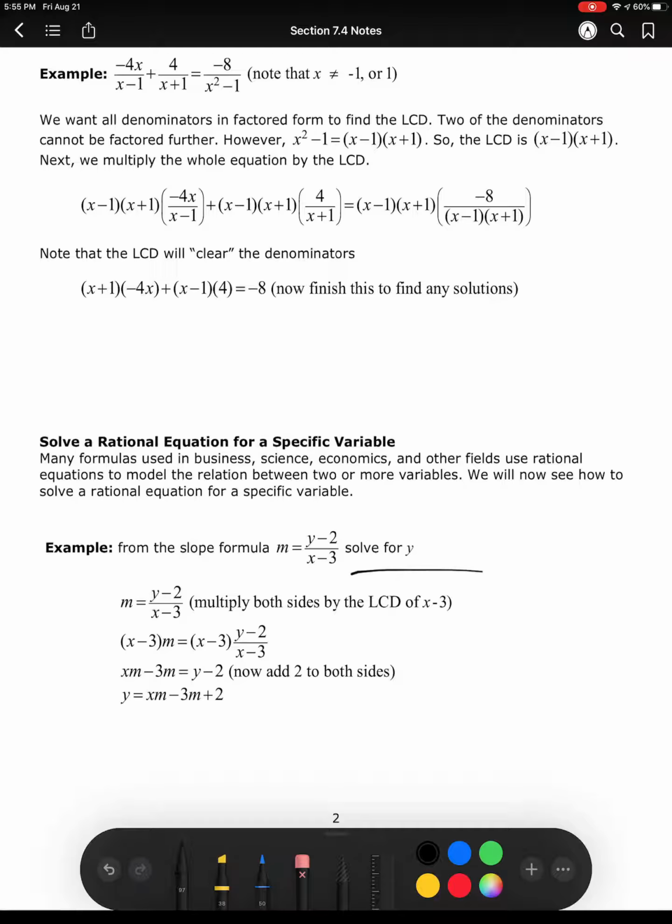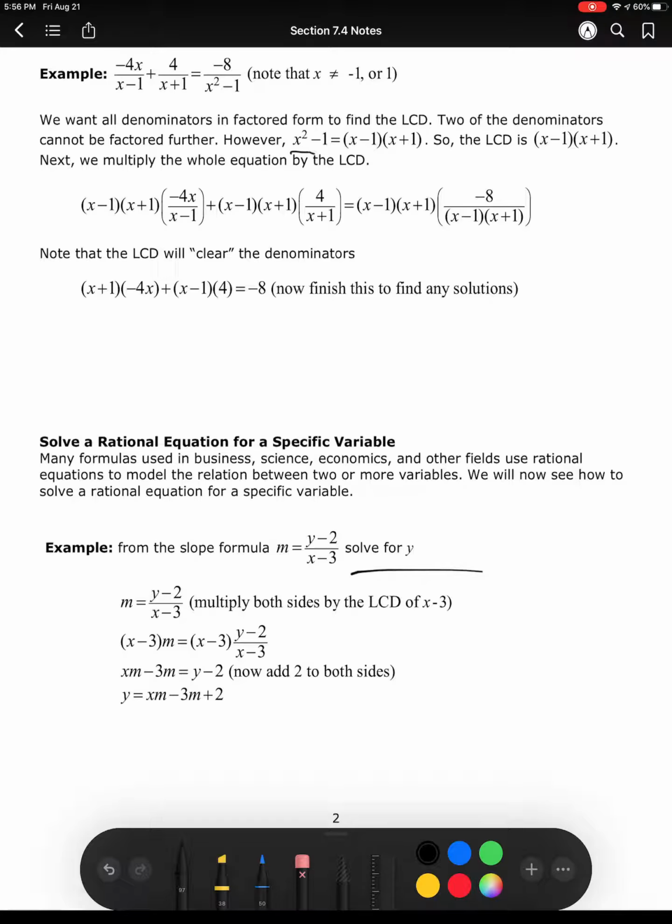Okay, so here's another worked through example. It gets a little tougher. We have negative 4x over x minus 1 plus 4 over x plus 1 equals negative 8 over x squared minus 1. And we just take a note. That's why we looked at the domain earlier. We can't put negative 1 or 1 into any of these because that would make the denominator 0.